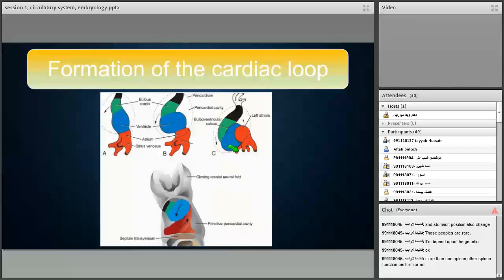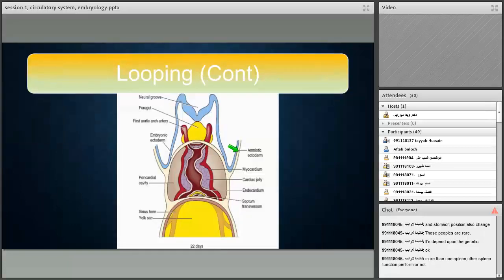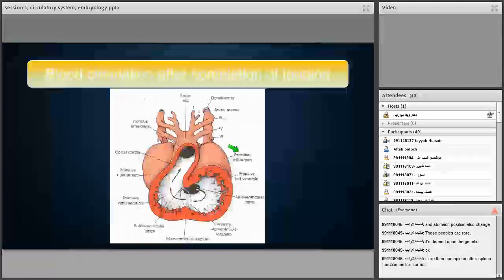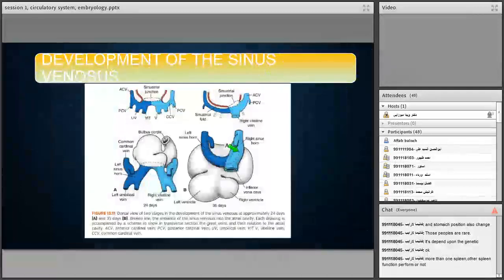Now, at the middle of the fourth week, it receives the venous blood from the right and left sinus horns. Each horn receives blood from 3 important veins. One of these veins is the vitelline or omphalomesenteric vein, on each side.